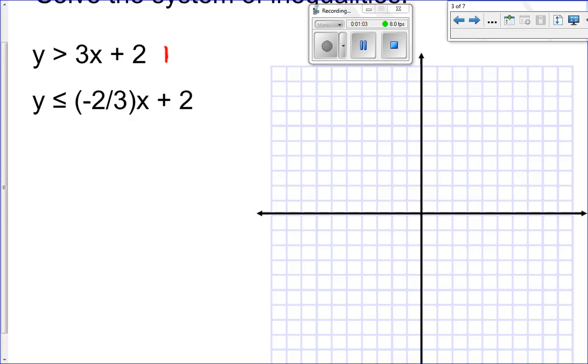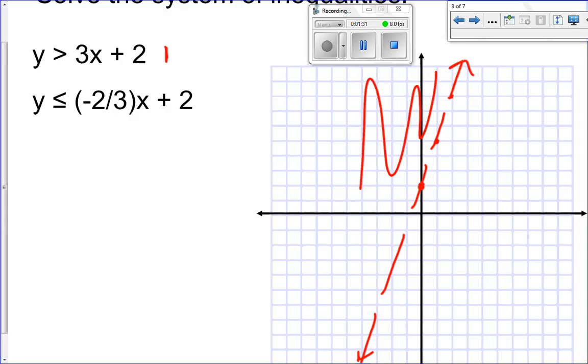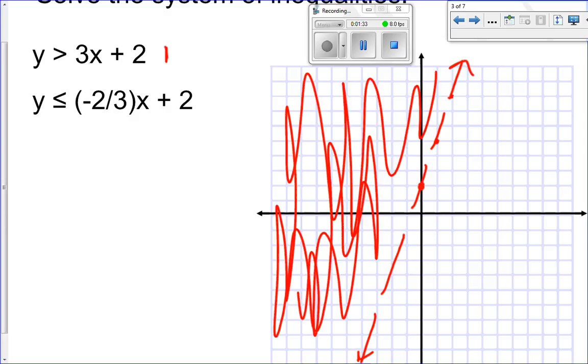So y is greater than 3x plus 2. So I'm going to graph 3x plus 2. So here's 2, and I go up 3 over 1. And I notice that the inequality is greater than, so therefore my line is going to be dotted or dashed. And y is greater than 3x plus 2. So since it's greater than, I'm going to shade above the line. I'm going to color that whole half red. Also, use a ruler when you're drawing the lines. It helps out a lot.